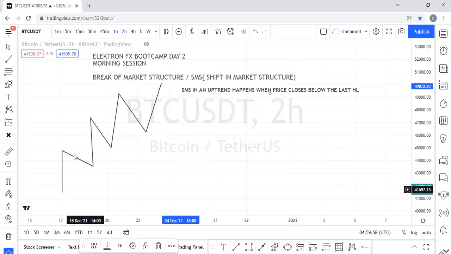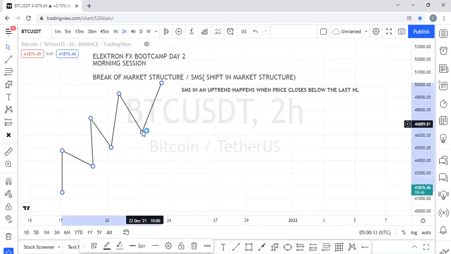That means as we're looking at this market, we are seeing our higher high, higher low, higher high, higher low, higher high, higher low. So for this market to break structure, price has to come below this last higher low. It has to come below. This is the last higher low you can find, right?